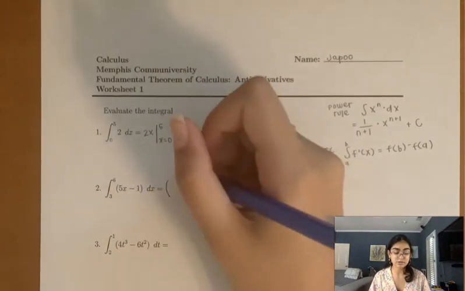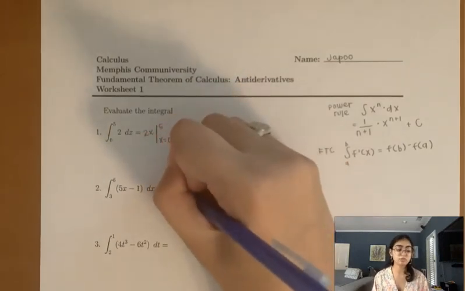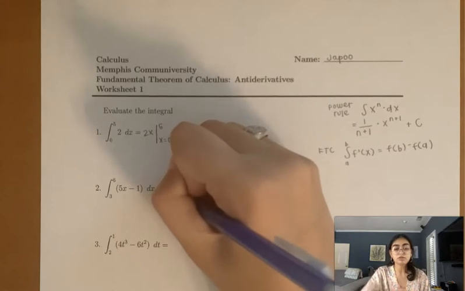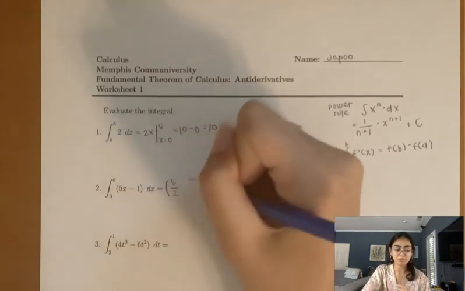Let's start with the next one now. That one was pretty easy. This one's a little bit more tricky, and it's also easier to actually see the power rule in this case.